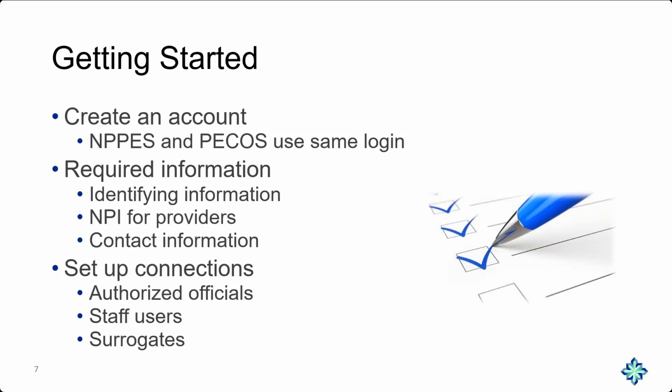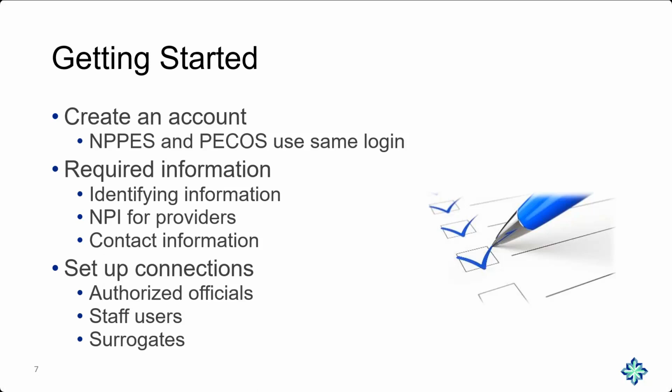Now, that's the first time. After you submit an application through PECOS the first time, a lot of that information is going to carry over because PECOS is already going to know you and know some information about you. You'll still have to answer questions, but it will get more streamlined as time goes on.